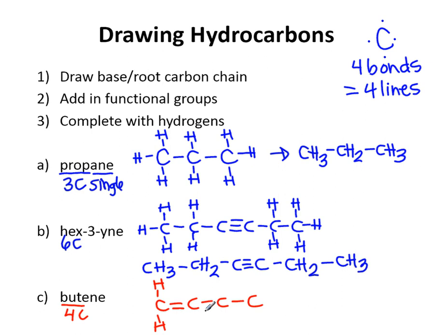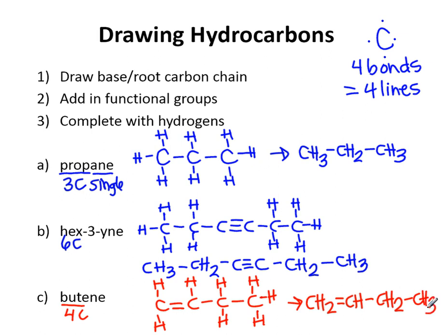Next carbon has 3 lines around it. It needs 1 more. Doesn't matter for what we're doing right now if it's pointing up or down. Next one needs 2. And last one needs 3. And so if I want to change that into my more condensed diagram, this carbon on the end has 2 hydrogens. Then it has 1. Then 2. And the last one here has 3. So hopefully that gives you a bit of an idea of how to draw some simple hydrocarbons.